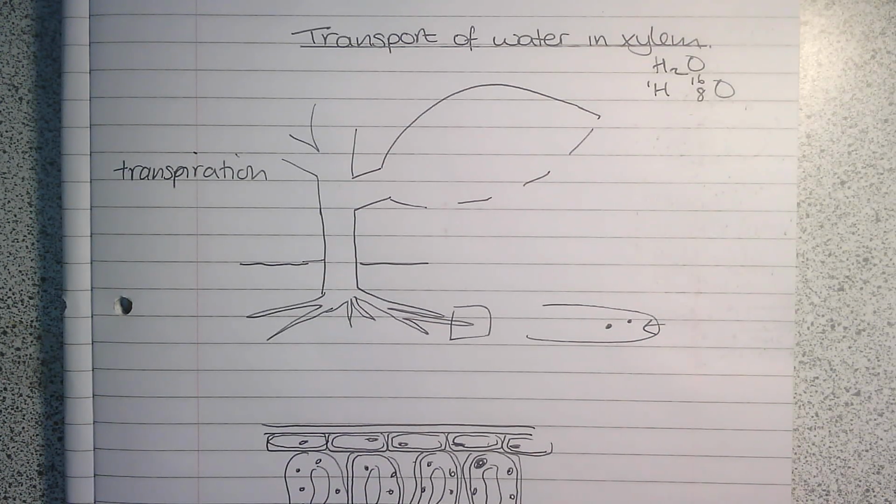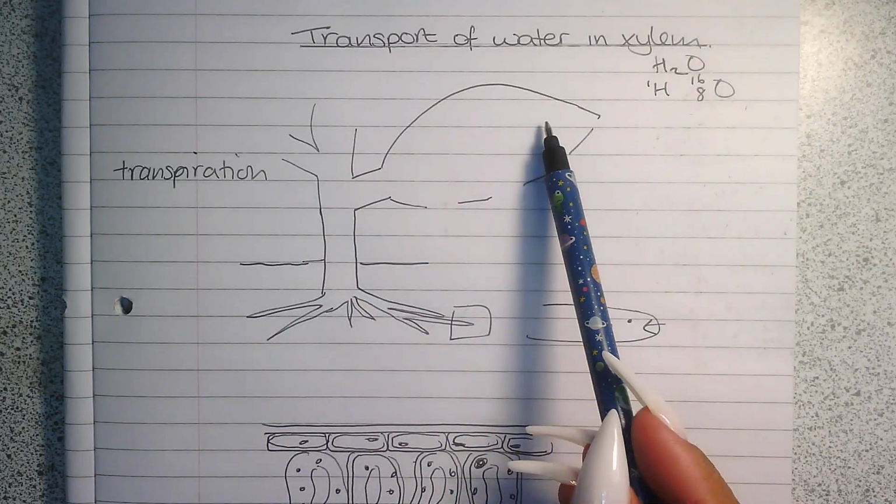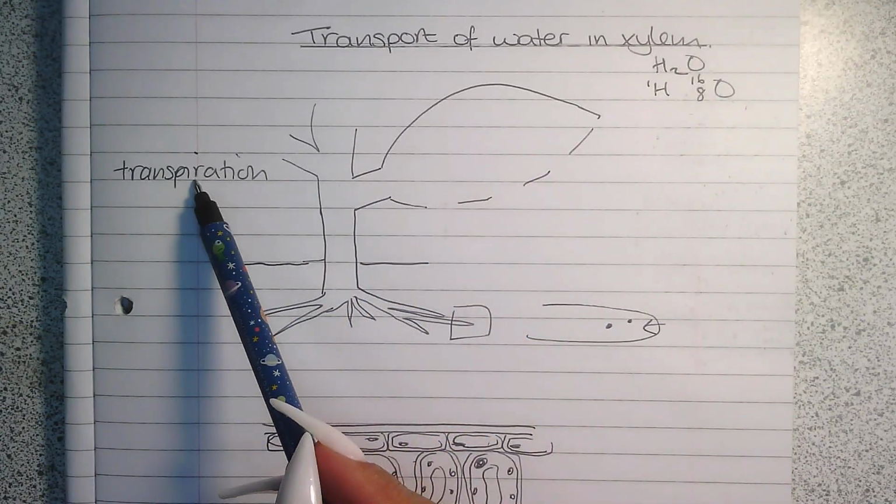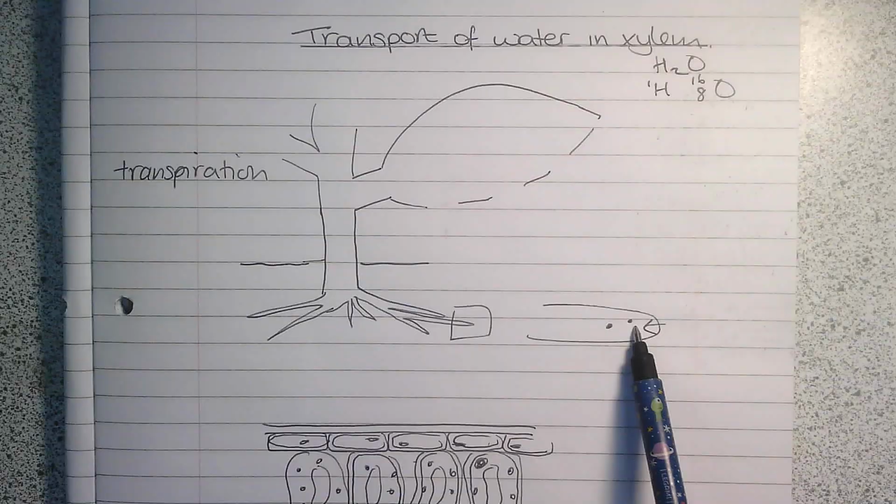Let's learn about the transport of water within the xylem vessels of a plant. The movement of water entering the roots, travelling up the stem and leaving through the leaves or being used for photosynthesis. This movement of water is called transpiration. Let's look at the point of entry of water into the root.